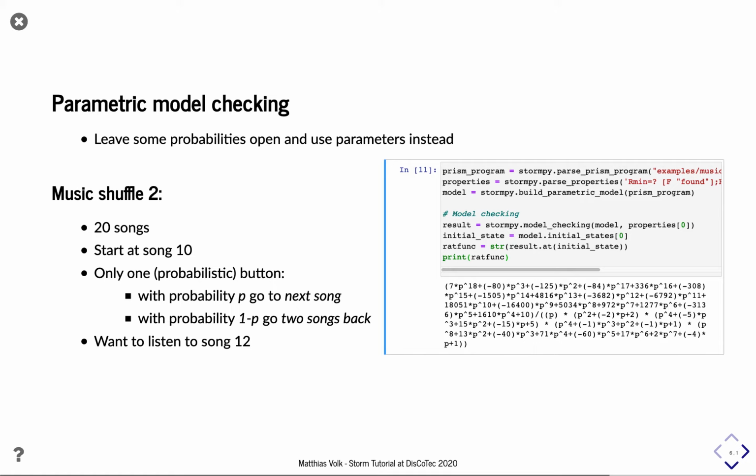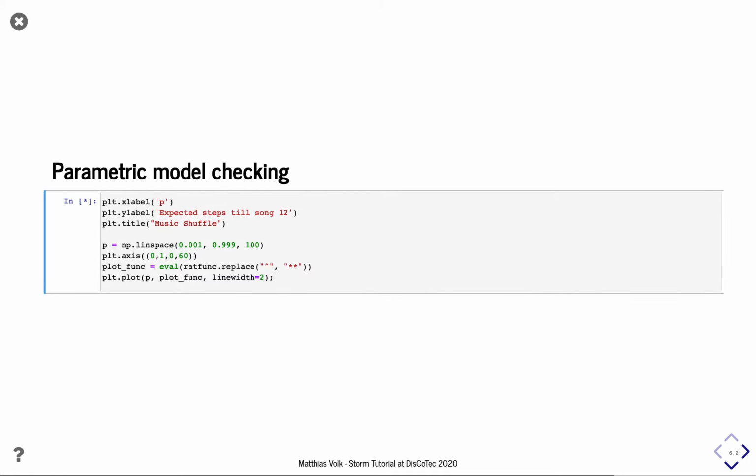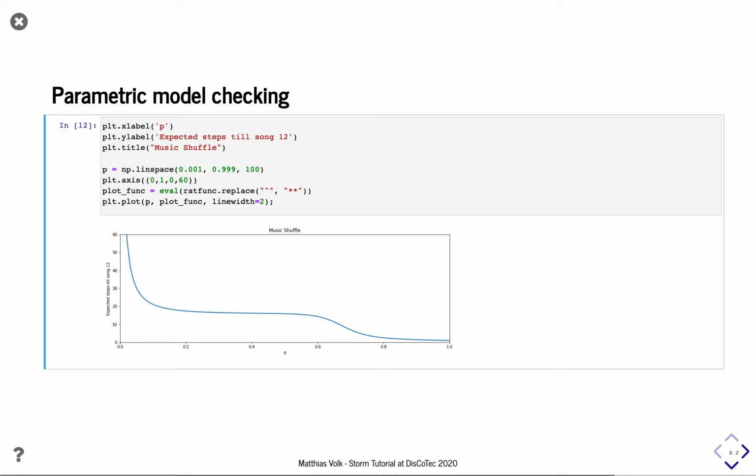And that's why we want to, of course, plot it again. So let's plot it. And now on the x-axis, we see the value of our parameter p. So the farther to the right, the more likely it is that we go to the next song. And the farther to the left, the more likely it is that we go back to songs. And then on the y-axis, we have the expected number of steps till we reach song 12. And then we can see we want to minimize this expected number of steps.